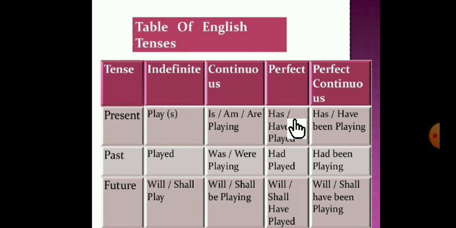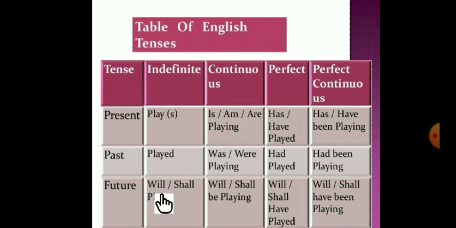Has/have played. Okay, this is a formula. Then comes present perfect continuous, has/have been playing. Understood? Now comes past indefinite, a simple past, it means played. Then comes past continuous, it is was/were playing. Then comes past perfect, what it is, had played.